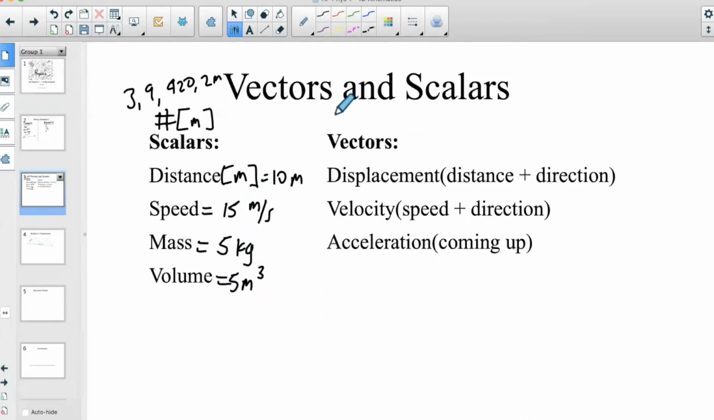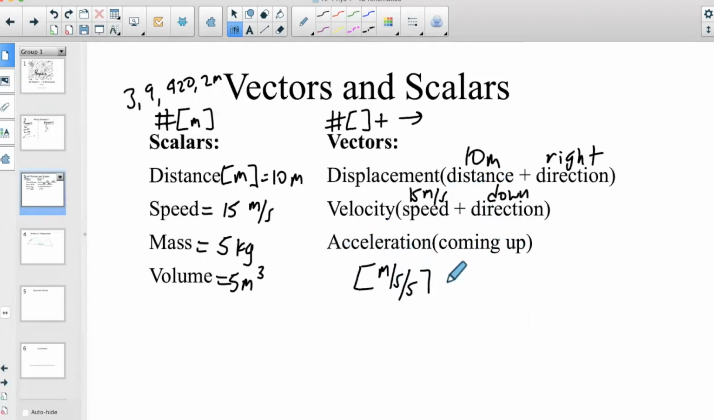A vector is basically just a scalar, like a number with units, plus a direction. So displacement is a distance plus a direction. We have our 10 meters, let's say to the right. Our velocity would be 15 meters per second down. And acceleration, we haven't really talked about this yet, but we'll get into it on the following slides. Acceleration will have units of meters per second squared. So we could say our acceleration is 21 meters per second squared down, and that would be a perfectly viable way of describing it.